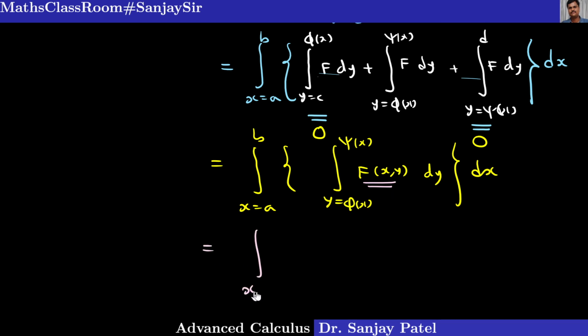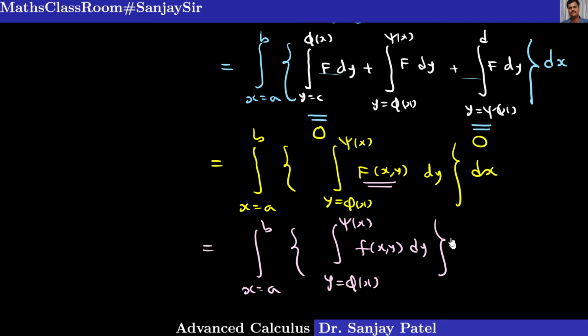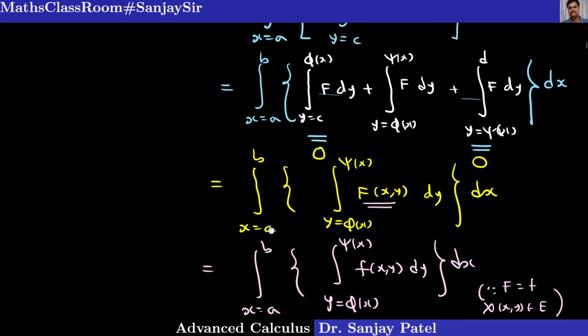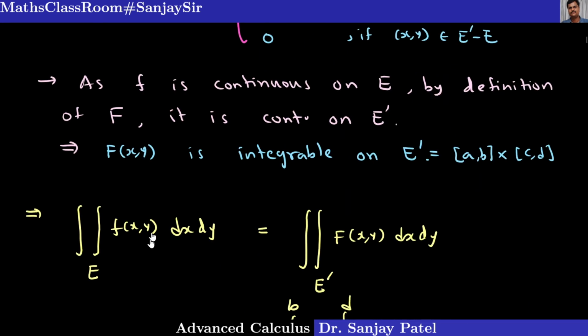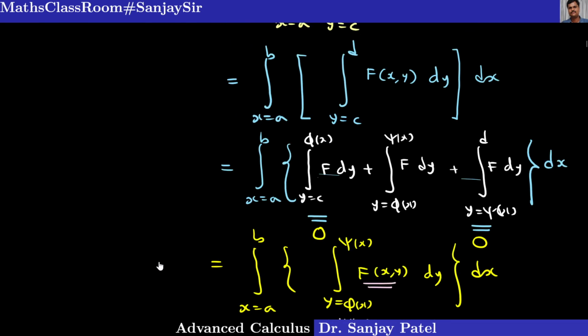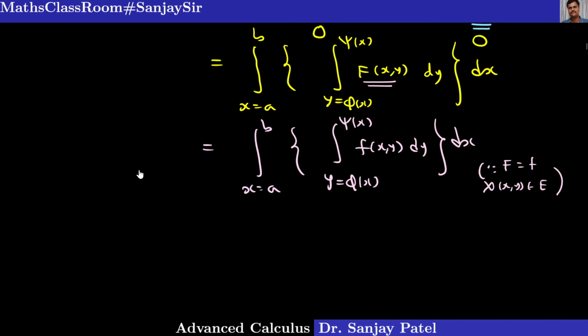So this is equal to the integral for x from a to b, and then y from phi of x to psi of x, of small f of x comma y dy, dx. Because capital F is equal to small f for every x, y belonging to capital E. So this is proved: the double integral of small f over the given region E is equal to this thing, which is nothing but the required iterated integral.